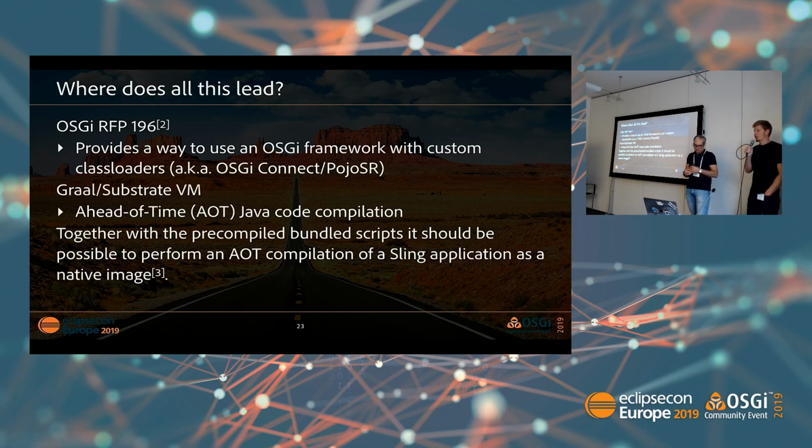So, with our precompiled scripts and the wiring that we have now on the OSGi level, we hope that we can also take advantage of that in combination to create native images out of Sling and Sling scripts. But that's just future work basically at this point.